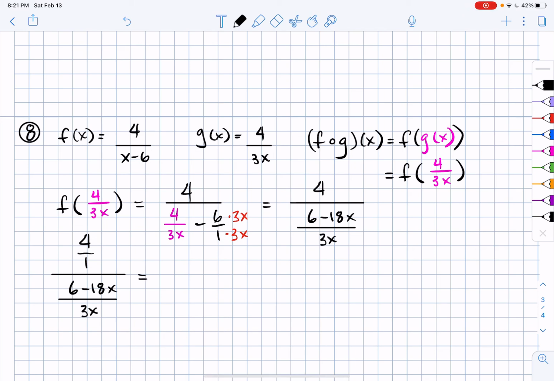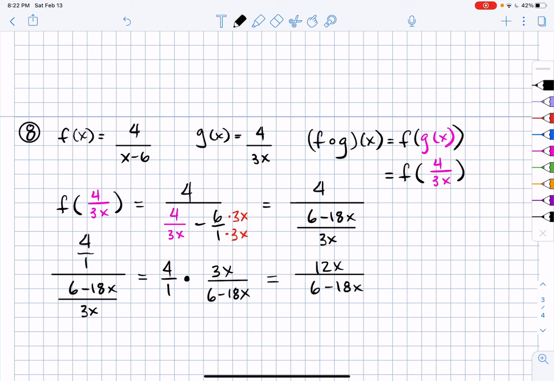So what I would do is copy, change, and flip this 3x over 6 minus 18x. Okay, so when I multiply fractions, what happens? I multiply straight across. So I'm going to have a 12x over a 6 minus 18x. Really, there is a way to reduce this even more because there's a number that goes into 12, 6, and 18.